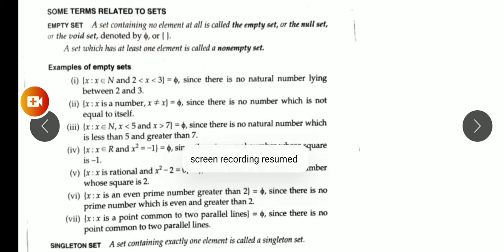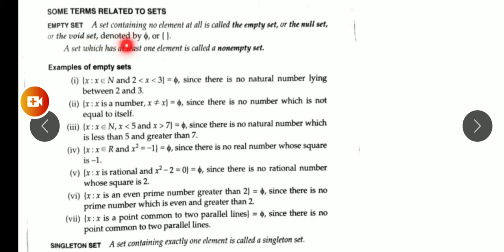Okay, so we denote it by phi. A set which has at least one element is called a non-empty set. A set which has one or more than one element is called a non-empty set.